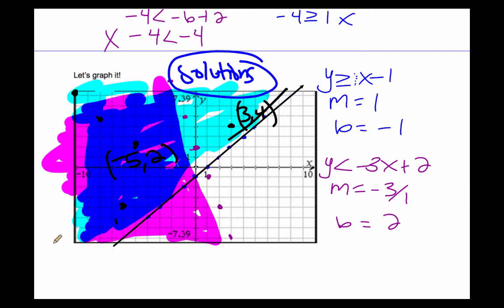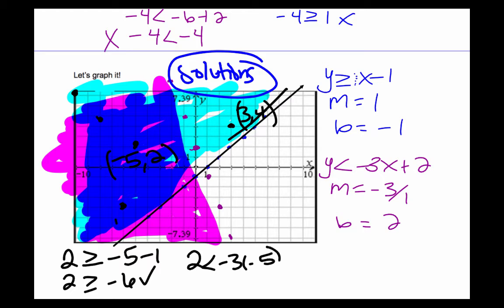Let's do that really quick. So let's plug in -5, 2. So I'm going to plug it into this. So 2 is greater than or equal to -5 minus 1. Is 2 greater than or equal to -6? Yes. Now I'm going to plug it into this guy. 2 is less than -3 times -5 plus 2. Is 2 less than 15, right? A negative times a negative is a positive, plus 2. What's 15 plus 2? 17. Is 2 less than that? Yes. So it works for both. So you can plug it in algebraically or you can look at the graph.